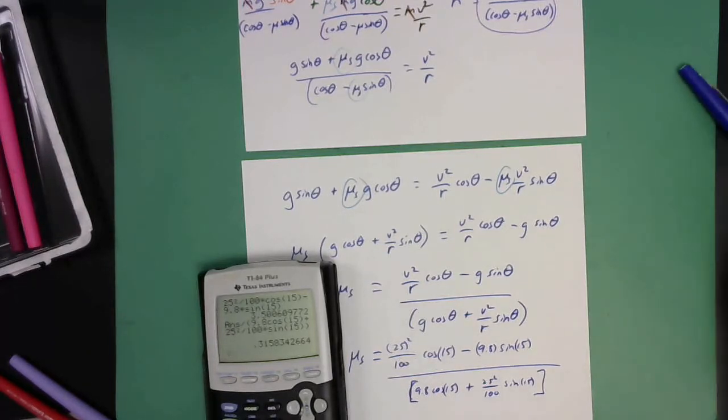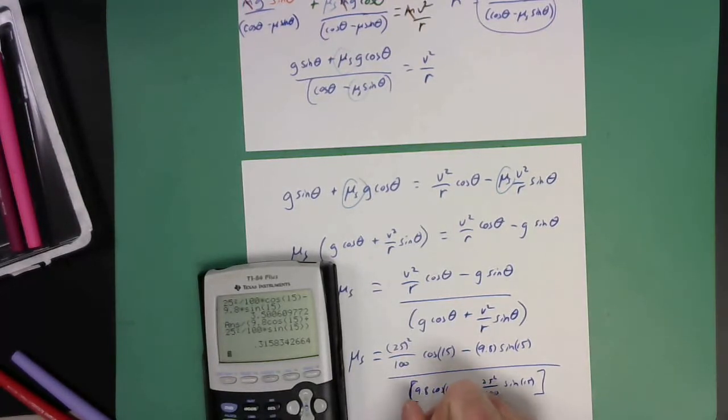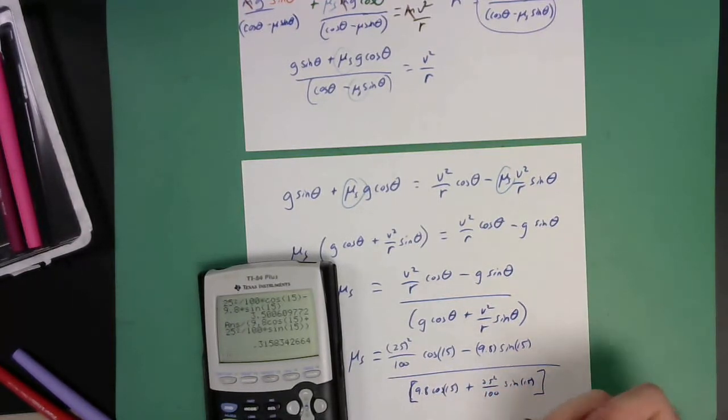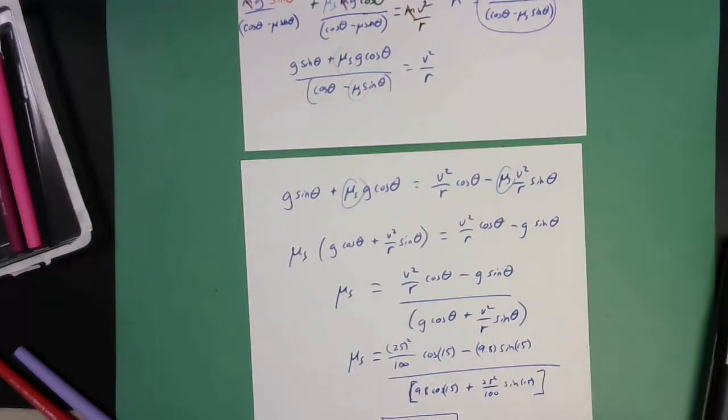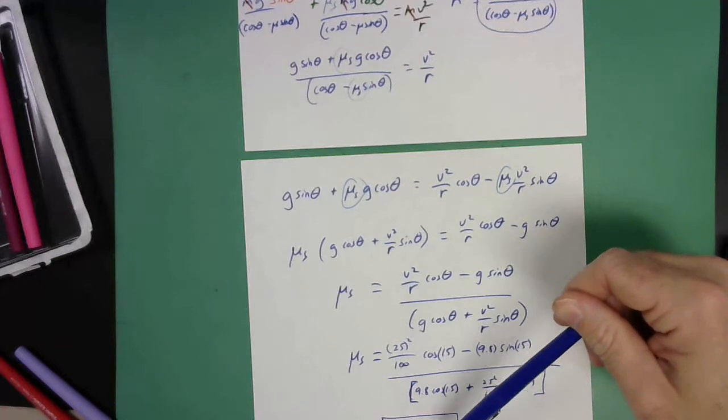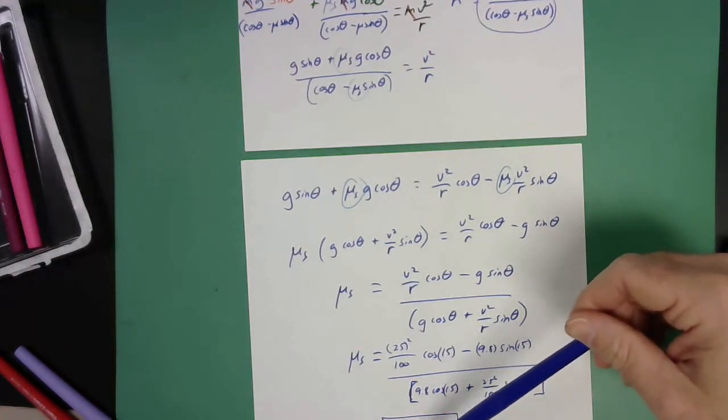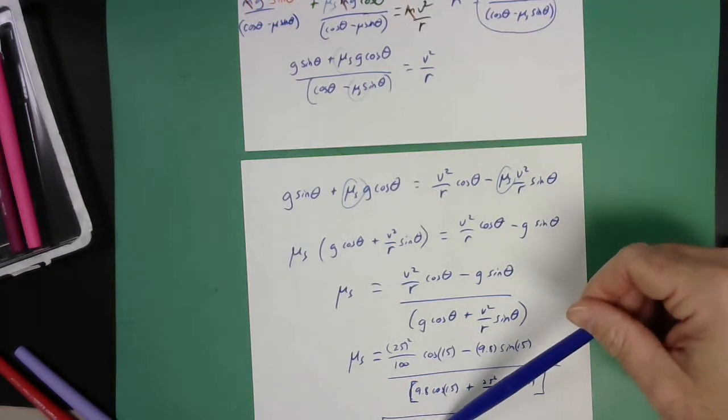Bam! We get a value of mu, my minimum mu, of 0.3158. I'm just going to round that to 0.32. So that is our minimum mu that we need to make that curve. In reality, is that a very large mu? You say no. Especially if that road is asphalt and the tires are rubber, no problem. I can have my road be damp even, and I'll still have a mu that good.